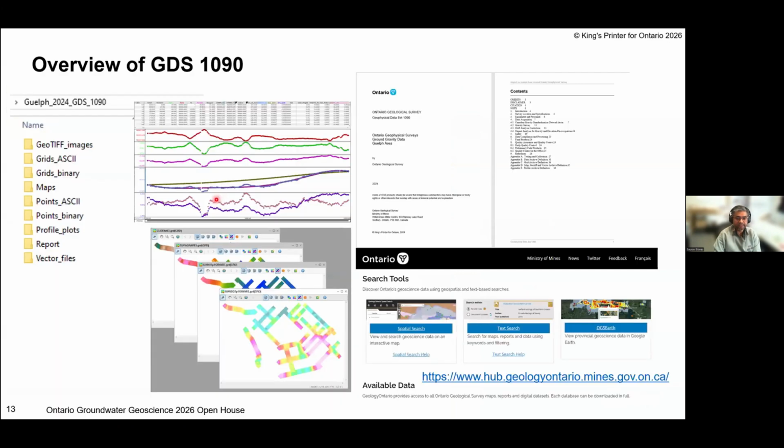All the data and the results from the Guelph gravity survey have been published as GDS 1090. It includes all the channels along the 17 lines, corresponding grids, both in Geosoft and ASCII formats, and a report. The GDS is available for download from Geology Ontario.